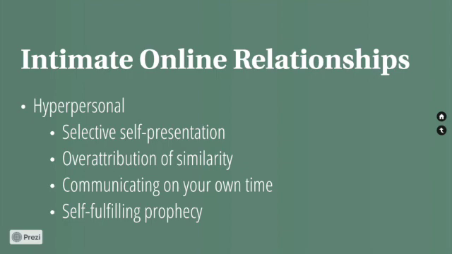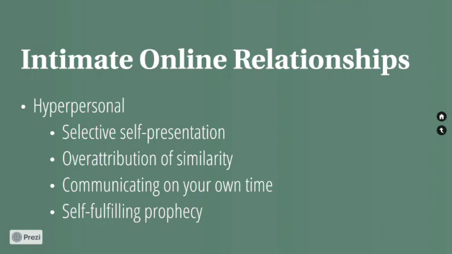Next, we come to intimate online relationships. These are described as being hyper-personal, which means online relationships can be more intimate than if the partners were physically together. There are 4 elements of why relationships can be more intimate online. The first is selective self-presentation, such as only showing favorable qualities on dating apps. The second is over-attribution of similarity. It's easier to focus on commonalities online and avoid dissimilar interests and opinions.